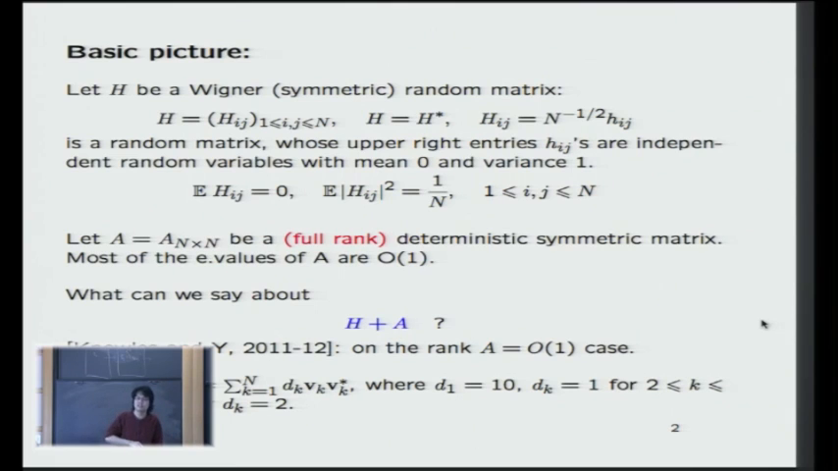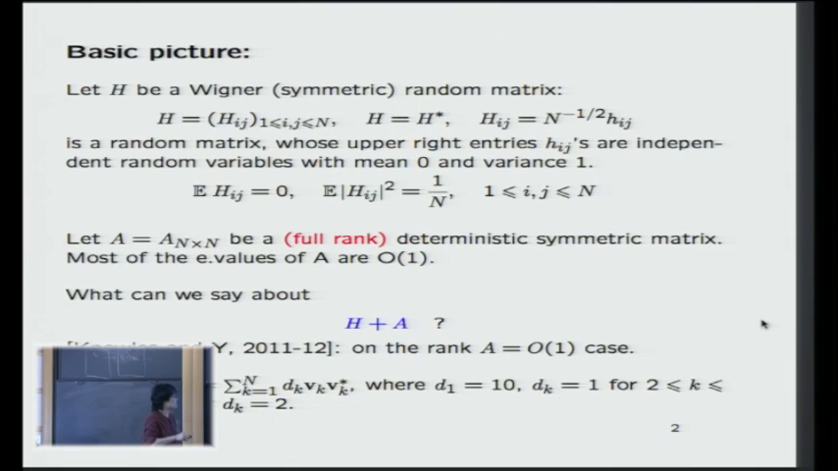In the past 5 years, I was asked the same question. How about if the mean is non-zero? If the mean is non-zero, what can we say? Actually, if the means are all the same, then it's an easy question, because then you add a matrix which is rank 1. This is actually easy. But how about if the means are different? It means you add A, which is a full rank deterministic symmetric matrix.